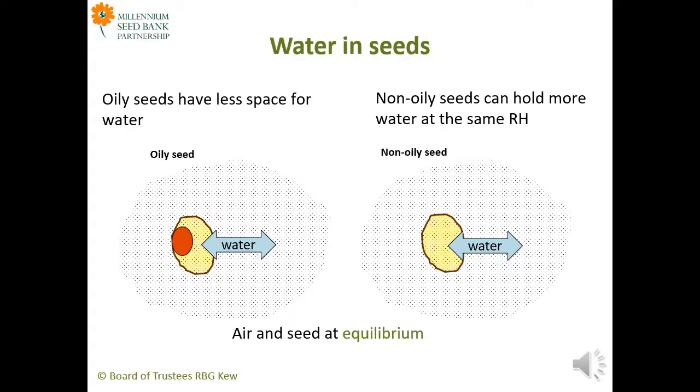A number of factors can affect the moisture content of seeds, such as the temperature and the composition of the seed itself. Oily seeds will have a lower moisture content at any relative humidity compared to non-oily seeds. This is because, as we have seen, moisture content equates to a seed's water content. If the space within a seed is taken up by oil, then the amount of water within that seed will be less, as oil and water do not mix.